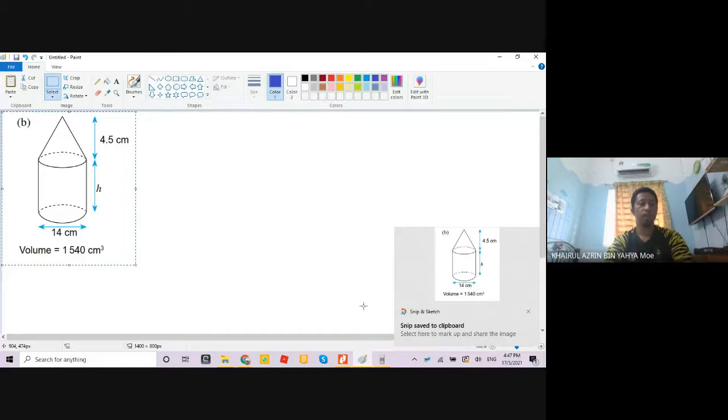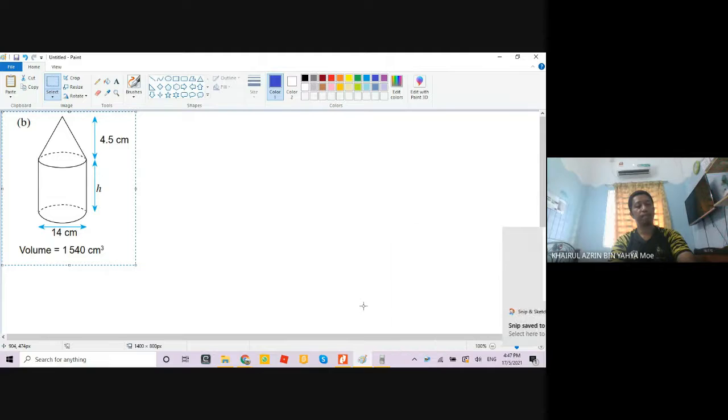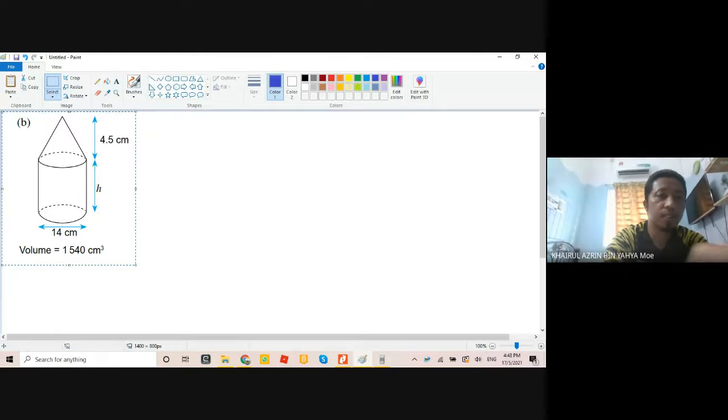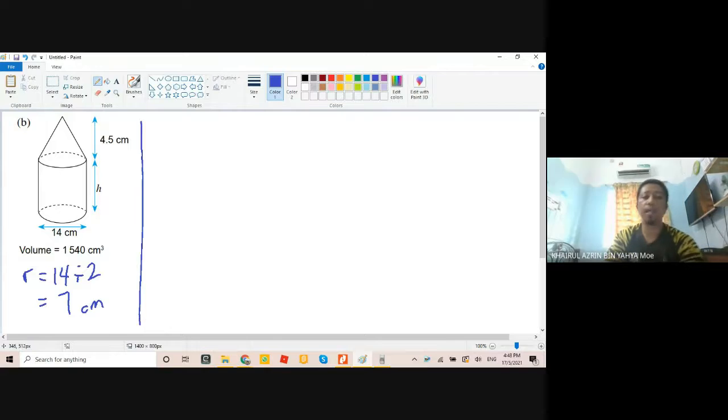Again, given the volume already, the volume is 1,540 centimeter cube. We want to find the height of the cylinder. The height for the cone is given already, 4.5 cm. Only the height for the cylinder is needed. Radius is not given here, but a diameter is given. Diameter is 14, so maybe we can find the radius first. Radius equals 14 divided by 2 equals 7 cm.